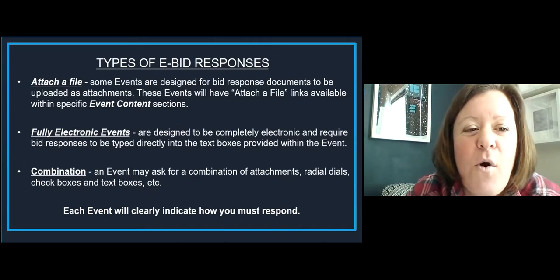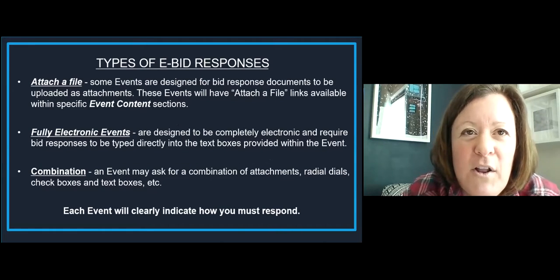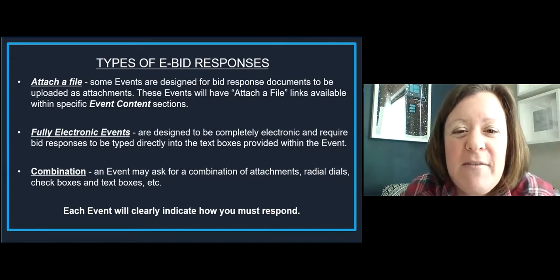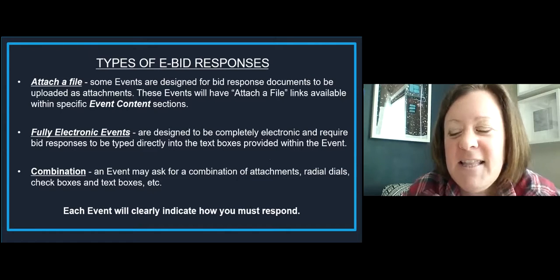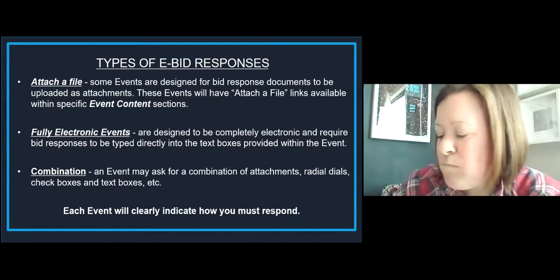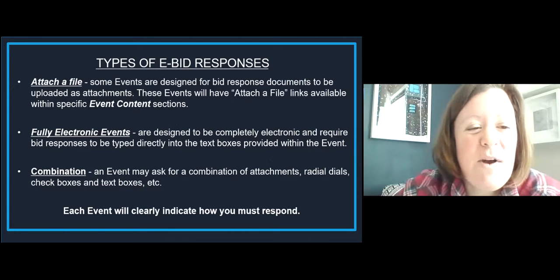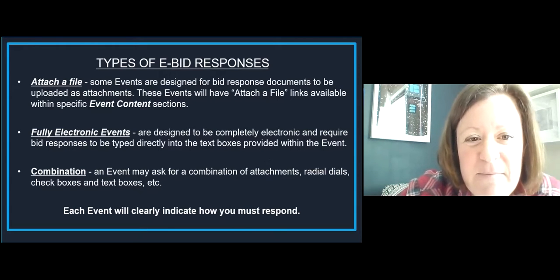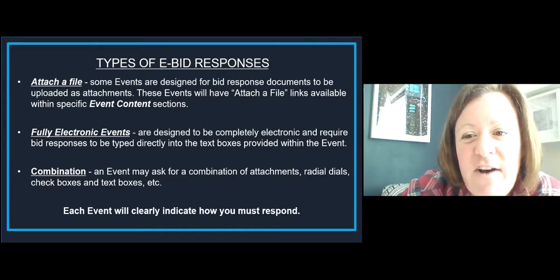Okay, now we're going to go over some examples of how to navigate in these individual events. There's a couple different types of events when we're working in this eBidding platform. One type is called attach a file. Some events are designed for bid response documents to be uploaded as attachments. These events will have attach a file links available within specific event content sections.